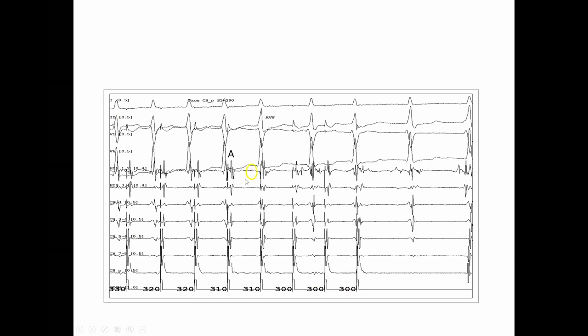And if you were to look at the actual signals again, here's our His lead here. I've marked out the A. There's the His spike in yellow there. And if you look at the next beat along, you've got our A, and then there's no His spike in the next beat. So that's the reason you've reached Wenckebach there: it's blocking in the AV node, not in the infrahisian conduction system.